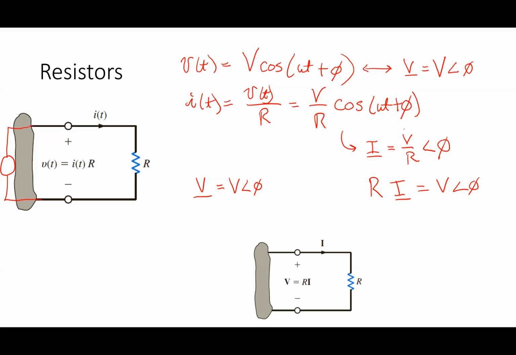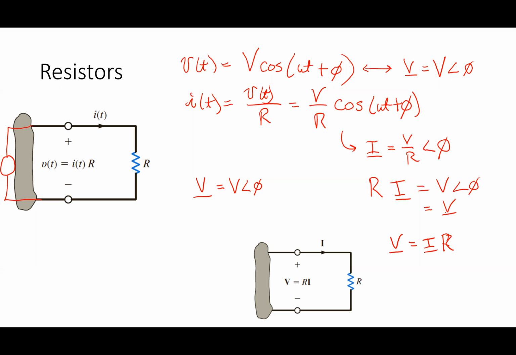So this is the phasor V. The thing to remember is that V angle phi is a number. It's a complex number, the polar notation for it. I have V the phasor equals I the phasor times R. That looks pretty familiar, doesn't it? It's Ohm's law. V the phasor equals I the phasor times R. This is Ohm's law.